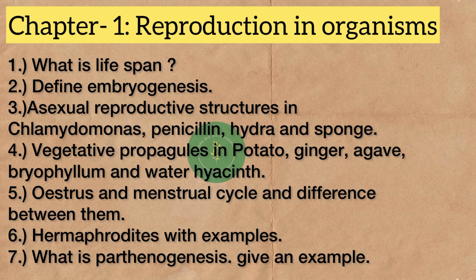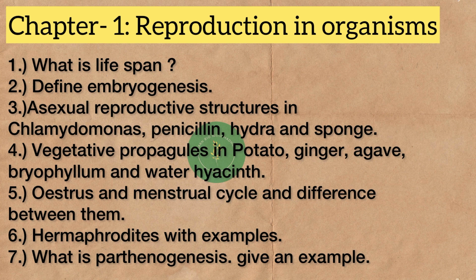My dear students, here you have to focus on certain terms like lifespan, embryogenesis, and then you have to also focus on asexual reproductive structures in Chlamydomonas, penicillium, hydra, and sponge. Vegetative propagules have been continuously asked, that is in potato, ginger, agave, bryophyllum, and water hyacinth. Difference between estrus and menstrual cycle.